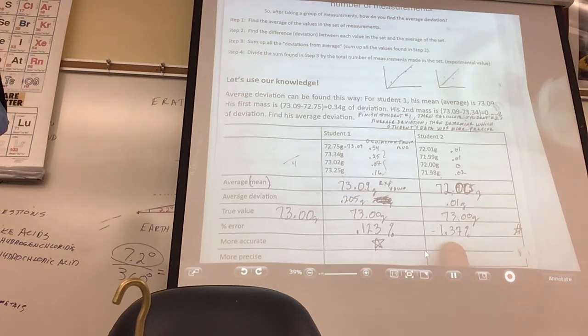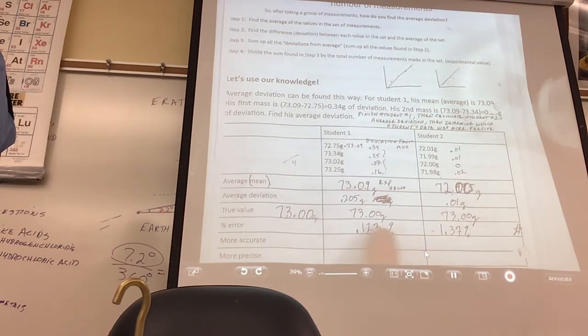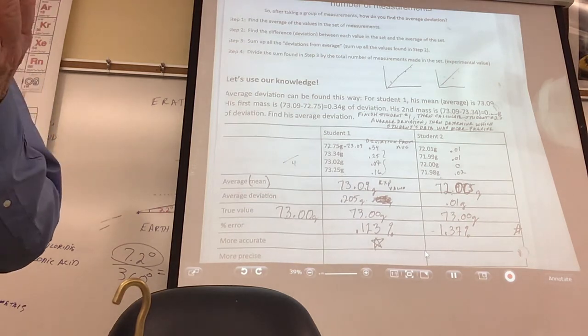And then this student also had phenomenal results. It just so happens that the one who has the least amount of error would be the most accurate. So I'm going to give a little bit of a nod here, but both of them did a great job.